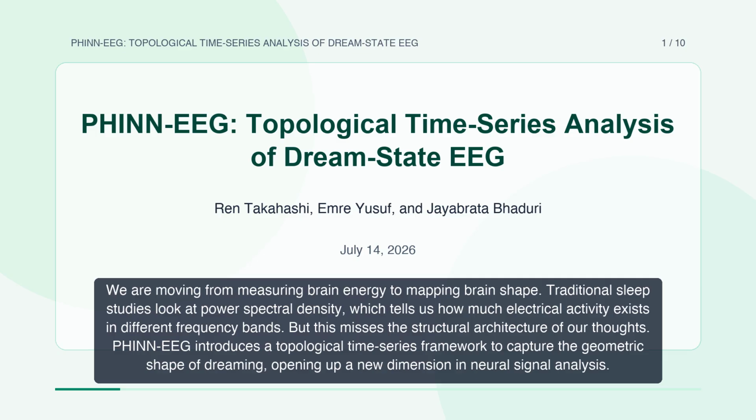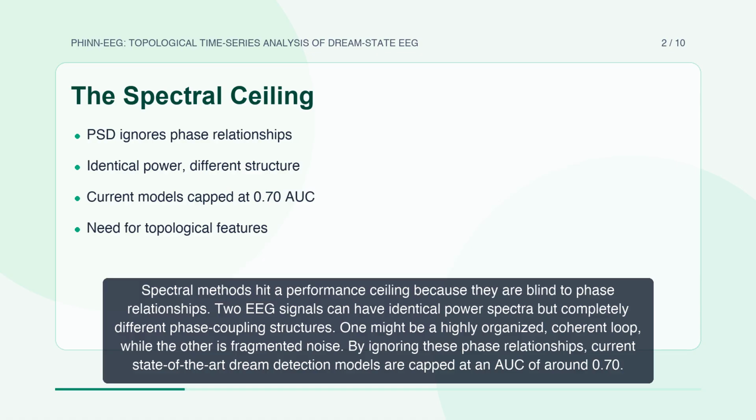neural signal analysis. Spectral methods hit a performance ceiling because they are blind to phase relationships. Two EEG signals can have identical power spectra but completely different phase coupling structures. One might be a highly organized, coherent loop, while the other is fragmented noise. By ignoring these phase relationships, current state-of-the-art dream detection models are capped at an AUC of around 0.70.